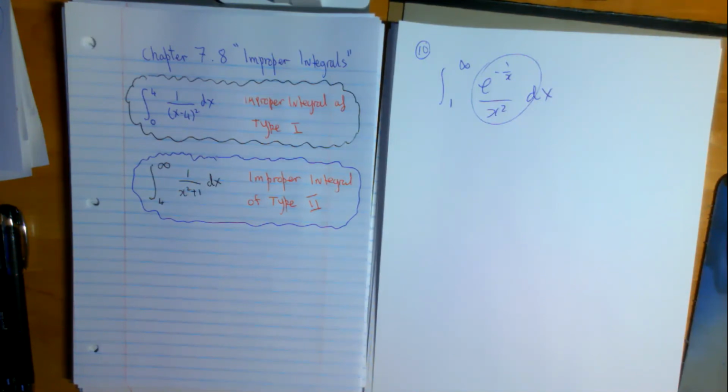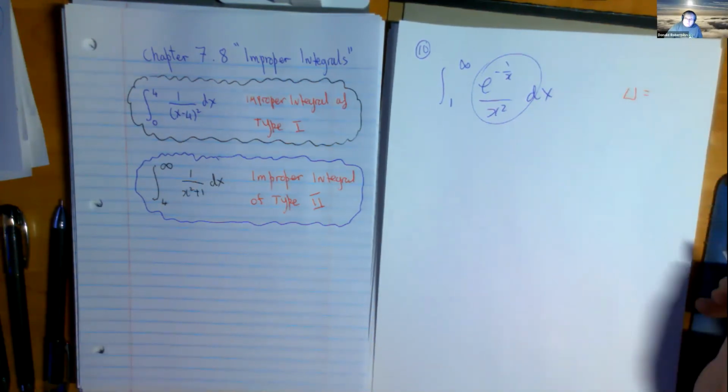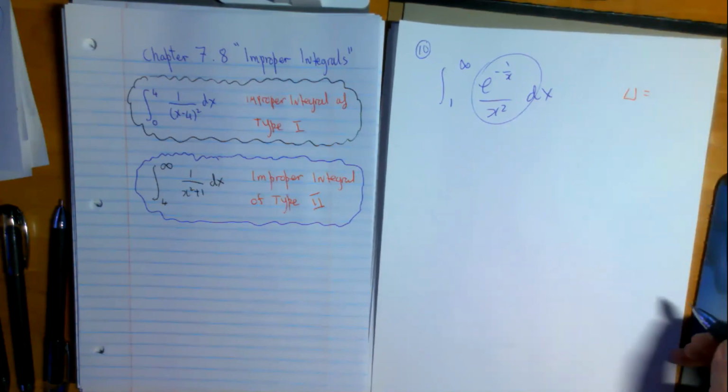U sub? Correct. Now the trick is picking the right one. U sub it is, correct. What U sub? The power of e? Nope.